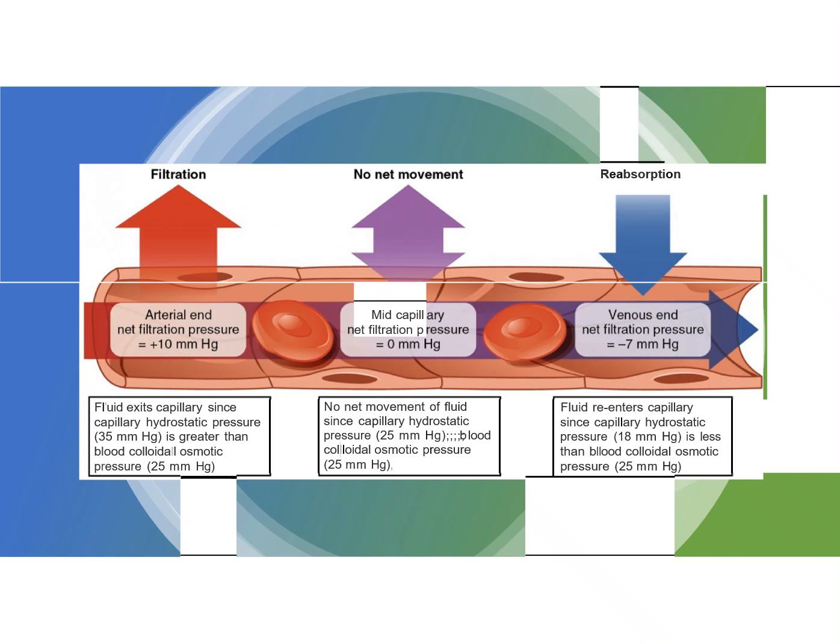By the time the blood reaches the venous end, capillary hydrostatic pressure has dropped further to about 18 millimeters of mercury. Osmotic pressure is still about 25 millimeters of mercury. Now the pulling force is stronger than the pushing force. So fluid moves back into the capillary. That inward movement is called reabsorption. And this is how fluid that exited earlier is returned to the circulation.